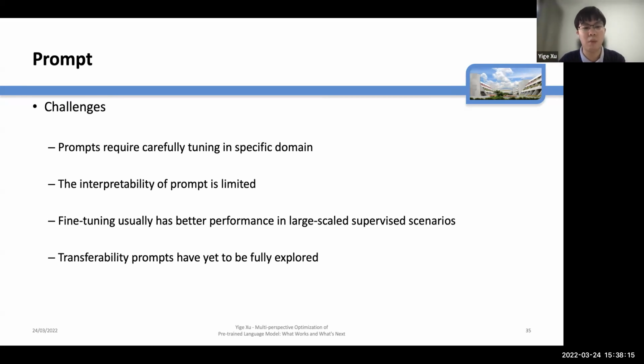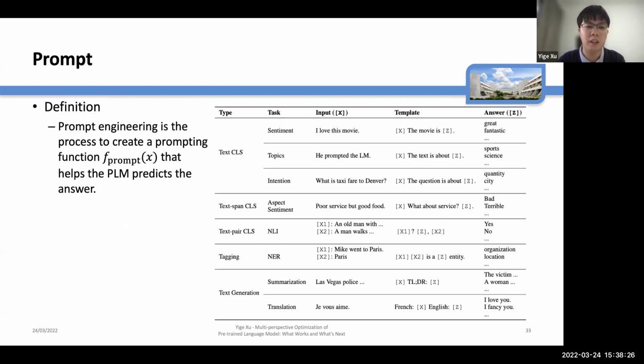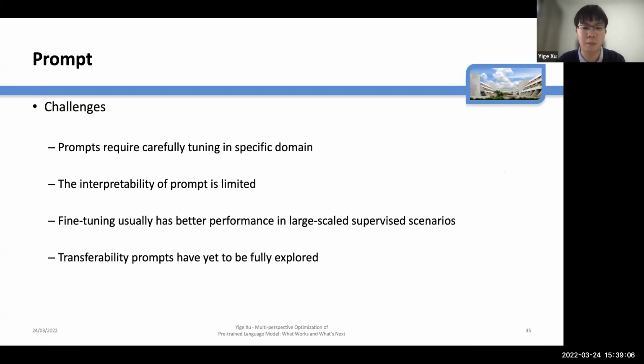The first one is that prompts require careful tuning in some specific domains, and the interpretability of prompts is limited. In this example, the template is manually designed, and we can know that this may be helpful to the downstream task. But in many other cases, for example when the template is not hard tokens but a soft embedding matrix, embedding vectors, the prompt is not readable, and human beings cannot understand its meaning. So the interpretability of the prompt is limited.